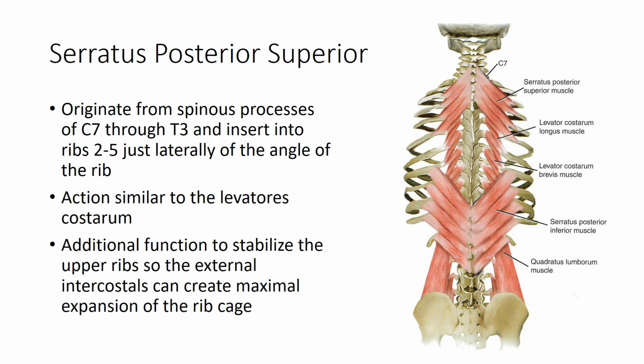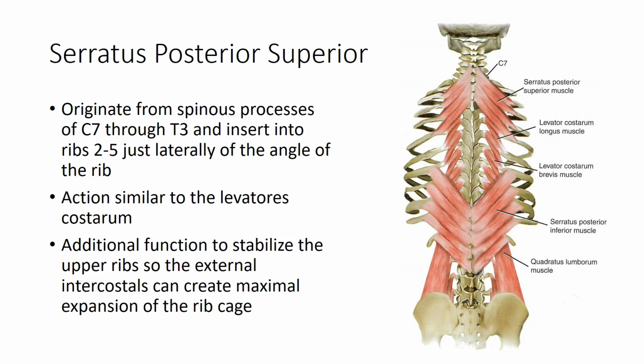The serratus posterior superior are a larger set of muscles that originate from spinous processes on the upper vertebrae, from the lowest cervical vertebrae through the first 3 thoracic vertebrae, and they insert in ribs 2 through 5, just lateral to the angle. It's the uppermost muscle on this image, and they have an action similar to the levator costarum, where when they contract, they expand the rib cage, working across the joint between the head of the rib and the vertebrae.